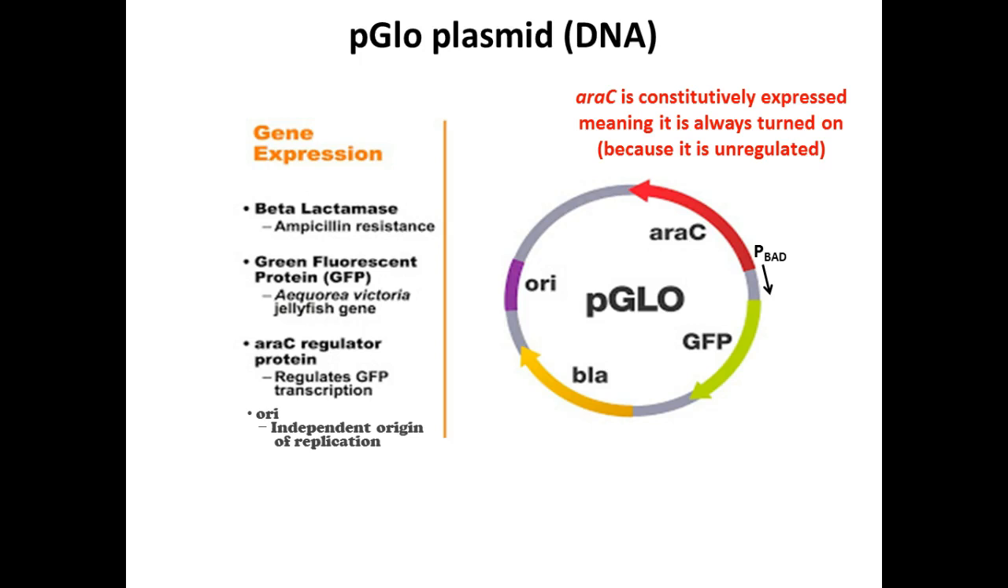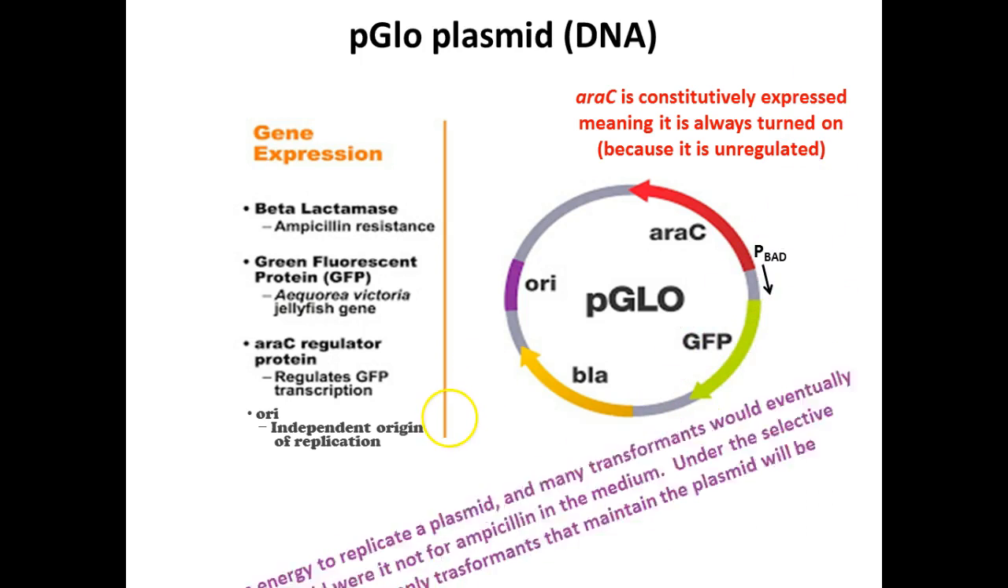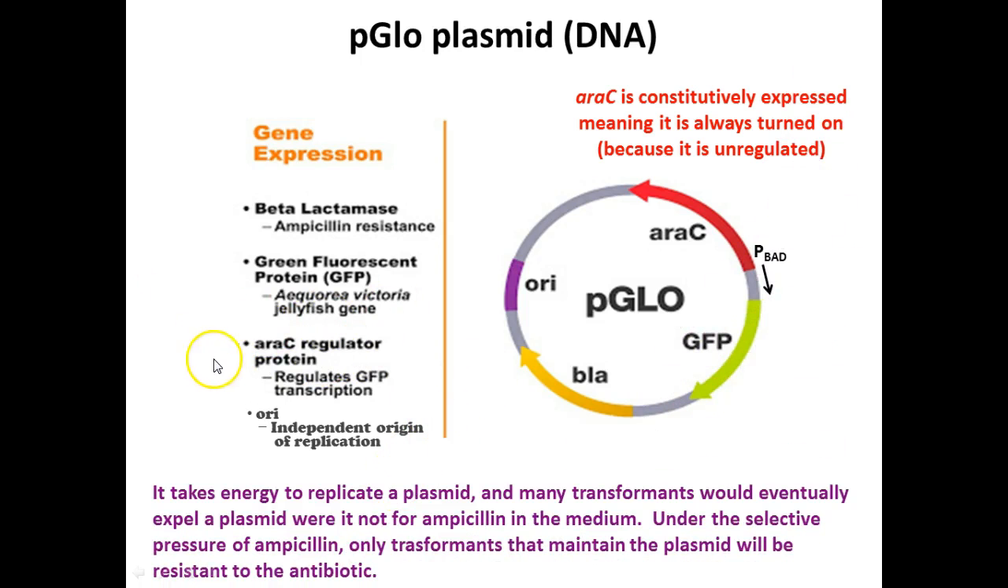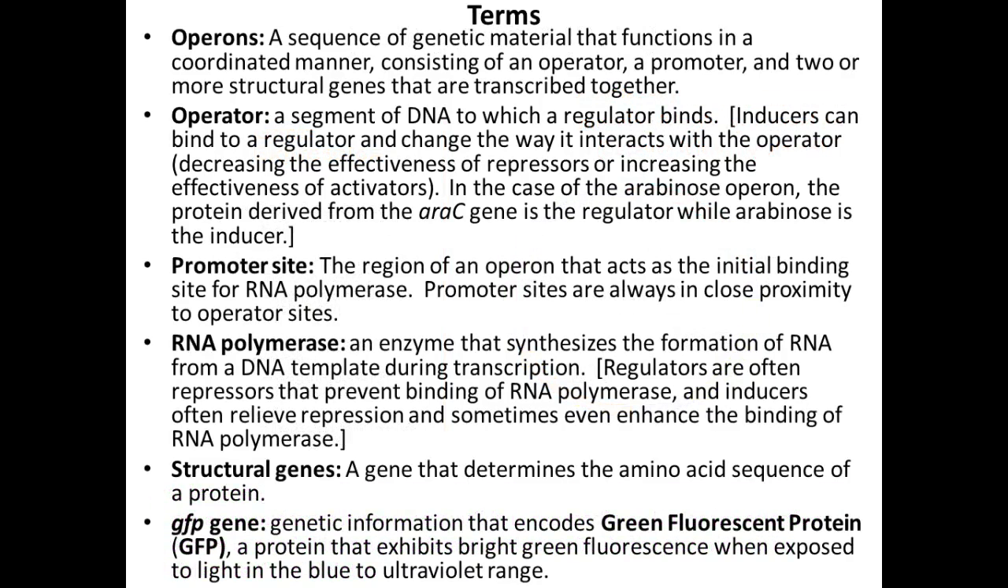So as I said, constituently expressed means it's not under regulation. They're going to make it all the time. It takes energy to copy this plasmid to utilize this information. So again, giving it antibiotic resistance, and putting it in an antibiotic environment is going to encourage them to keep it. And also, if they don't keep it, they're going to die. So we can really select for only the ones that have transformed by applying that selective pressure of ampicillin. So we're not doing it to make super bugs, right? We're doing it to try and make sure they stay transformed.